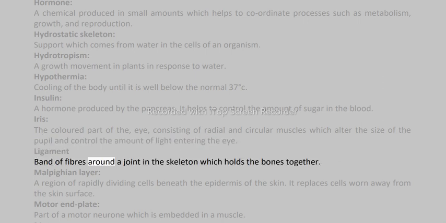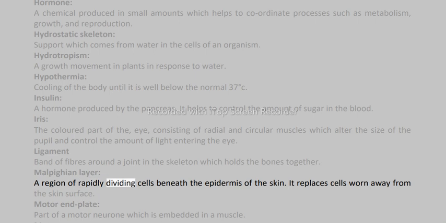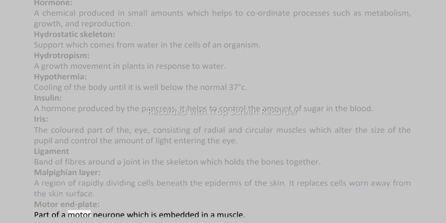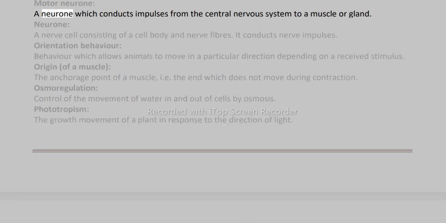Ligament, band of fibers around a joint in the skeleton which holds the bones together. Malpighian layer, a region of rapidly dividing cells beneath the epidermis of the skin. It replaces cells worn away from the skin surface. Motor end plate, part of a motor neuron which is embedded in a muscle. Motor neuron, a neuron which conducts impulses from the central nervous system to a muscle or gland.